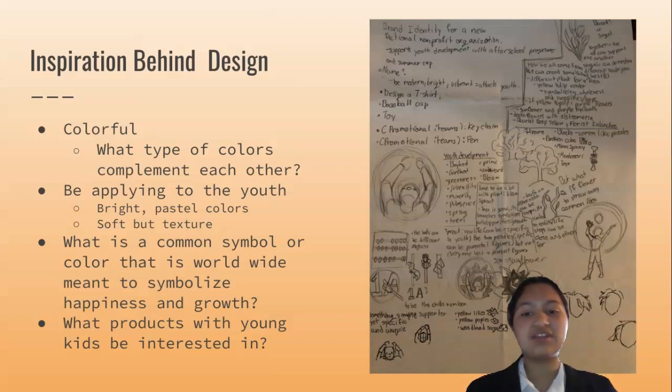What products would these young kids be interested in? For example, some toys such as stuffed animals or building blocks. What would these kids who are in summer school, summer camp, or even after-school programs be likely to use and have? Especially the symbol was the main part, because around the world, many countries have different meanings for different items or words. But in this design, I chose to have the color yellow symbolize happiness and growth.